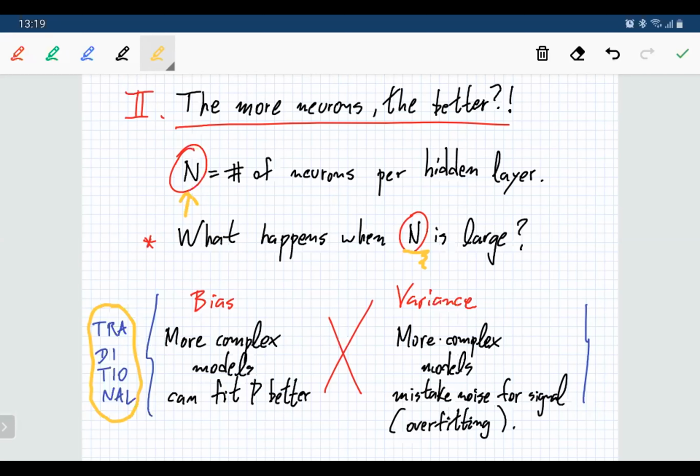On the other hand, you have variance, which means that more complex models are somehow more prone to overfitting, which is really mistaking noise in the data for signal. Of course, again, I'm being very imprecise here, just to give the intuition. People who don't know these topics should study them better, but the idea is very intuitive.